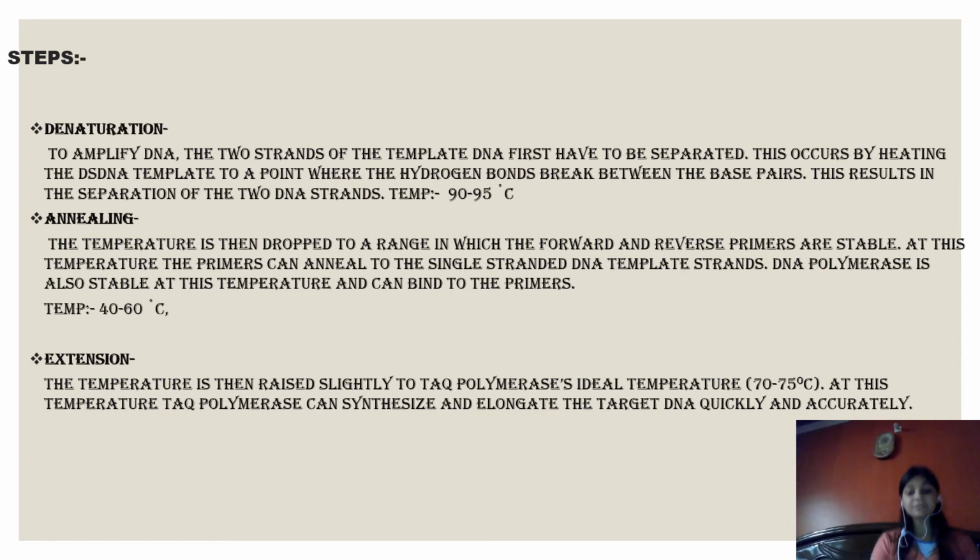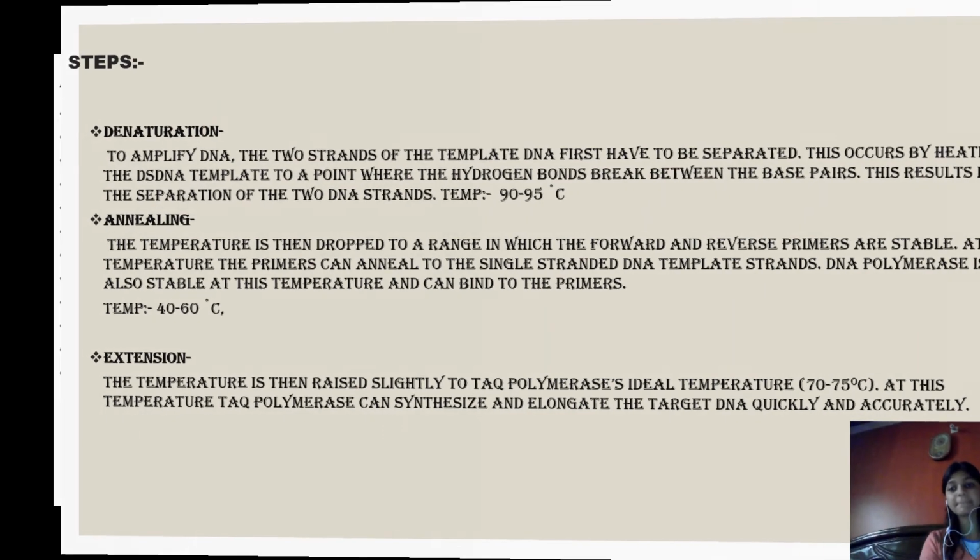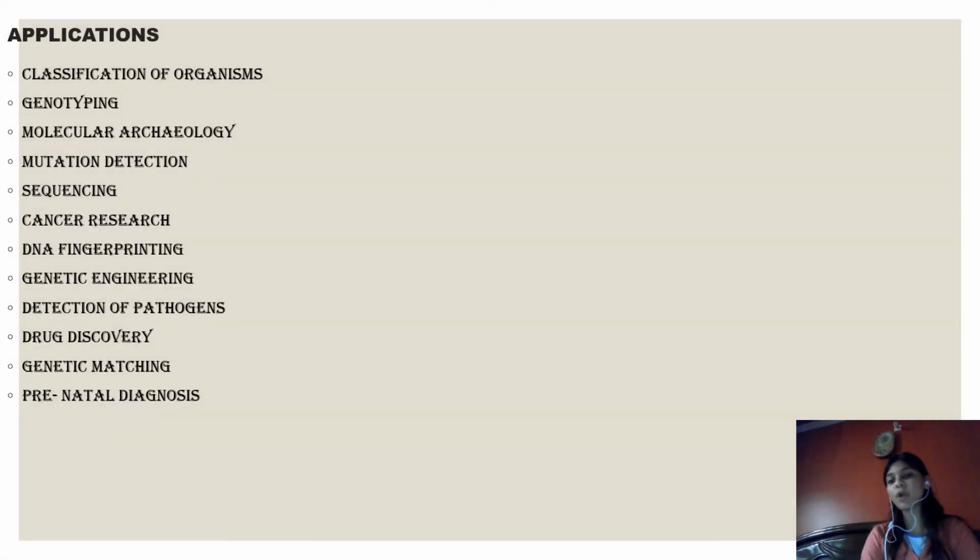Now let's have a quick revision. First of all, we provide high temperature for breaking down the double-stranded DNA into single-stranded DNA. After that, we decrease the temperature so that the primers can anneal, and after that, we slightly raise the temperature so that the polymerase can help the DNA strand elongate, and finally we make the copies of DNA. This ends the steps of PCR.